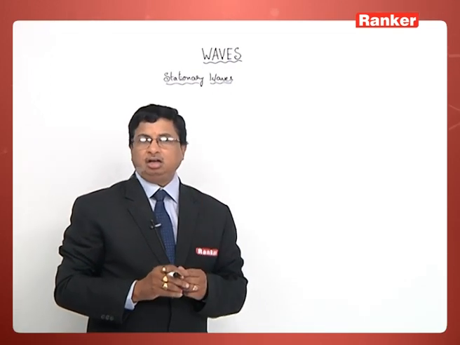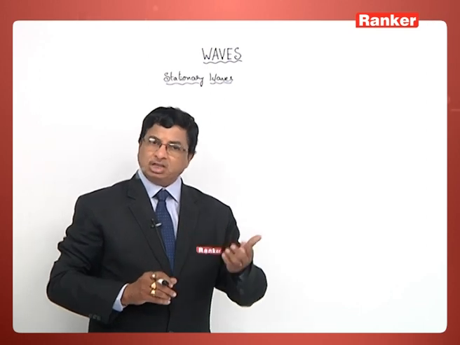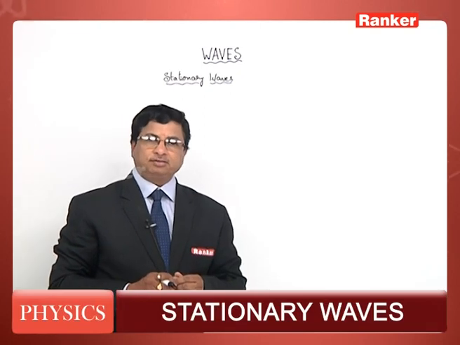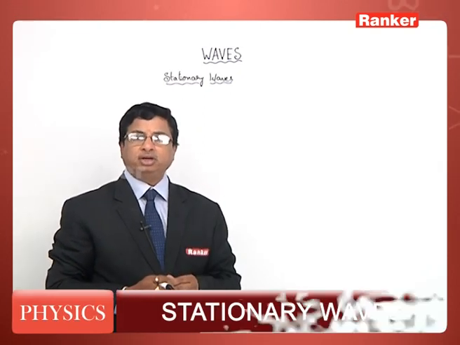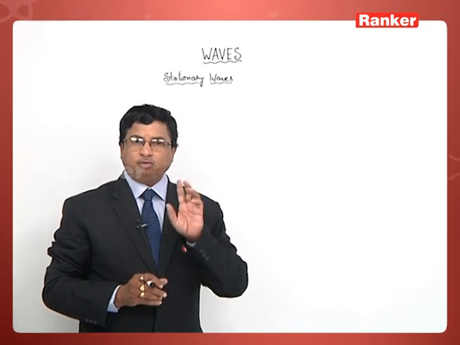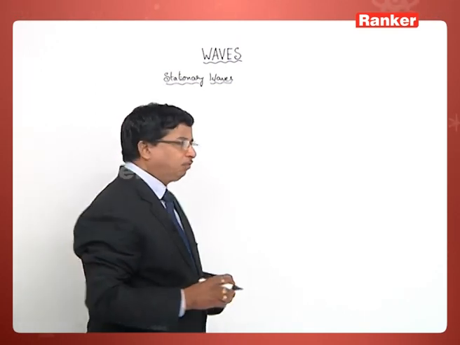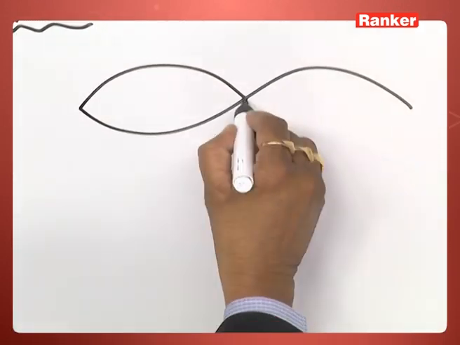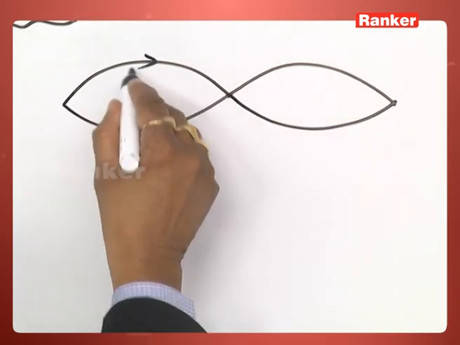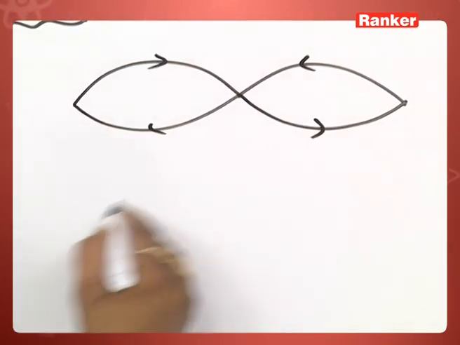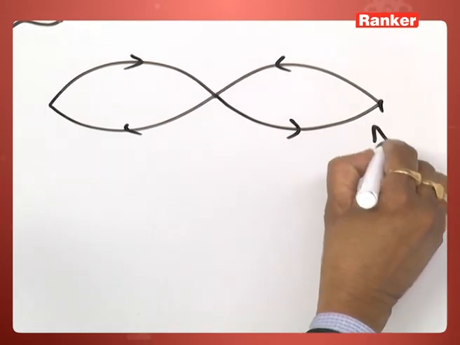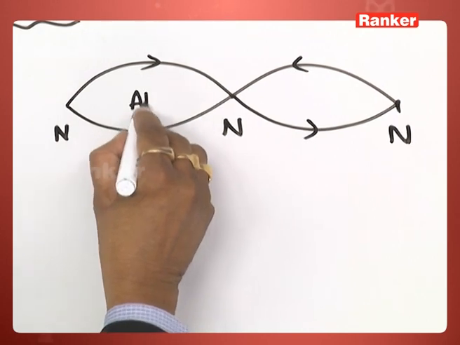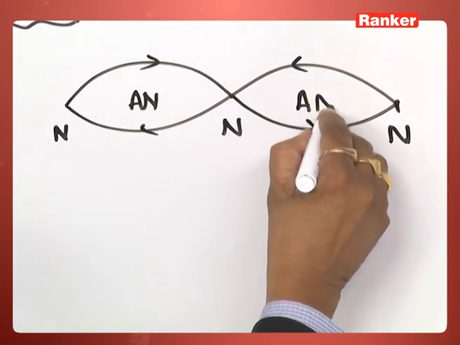When two identical waves, may be transverse or longitudinal, traveling in opposite directions, superpose on one another, a stationary wave will be formed. Whenever a stationary wave is being formed, we will be finding loop formation in that. The wave goes like this and one more wave like this. This is a node, this is called a node, this is called a node. This one is an antinode, this one is an antinode.